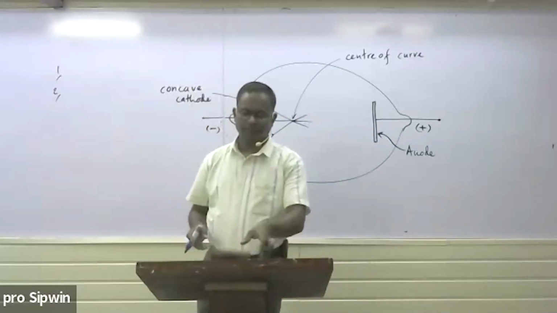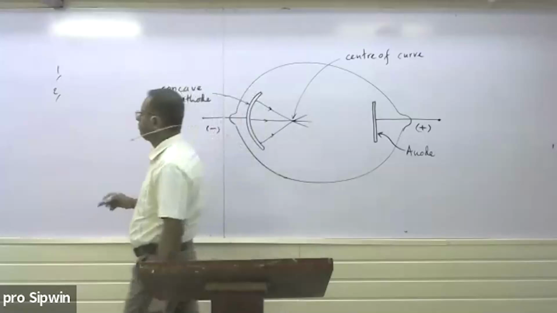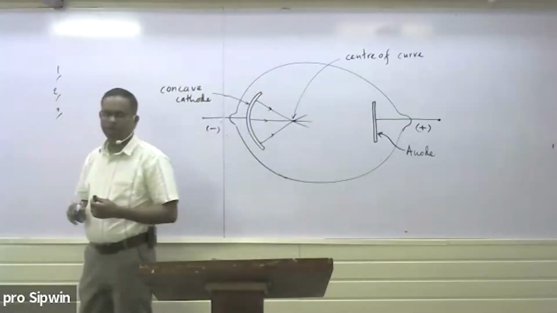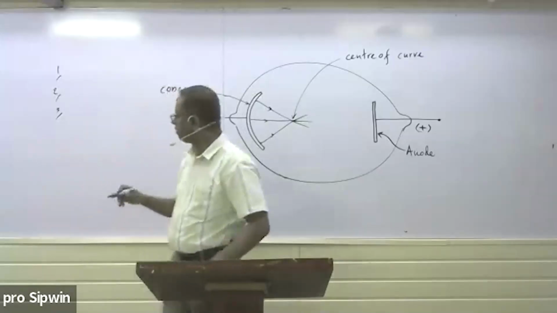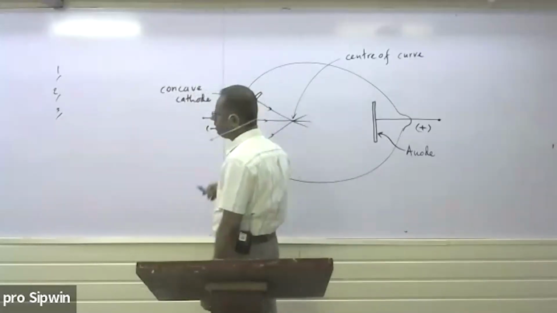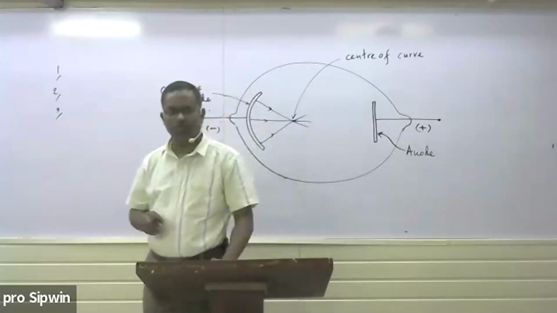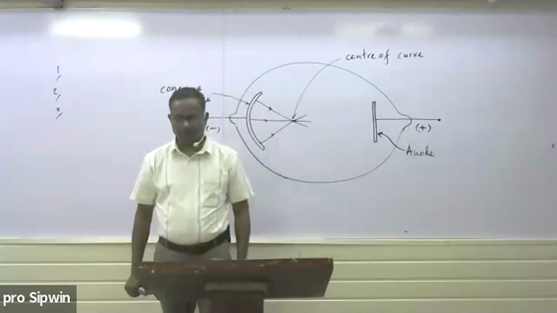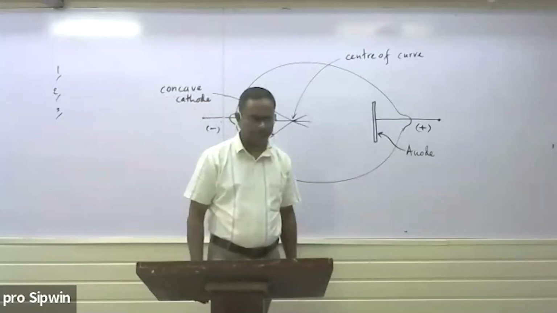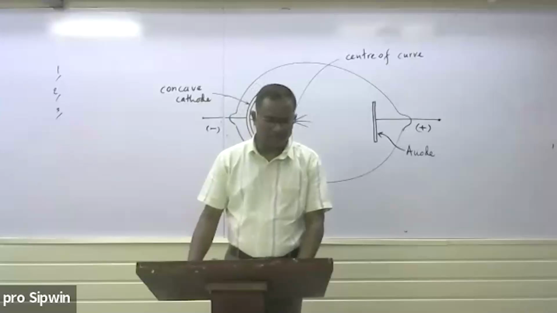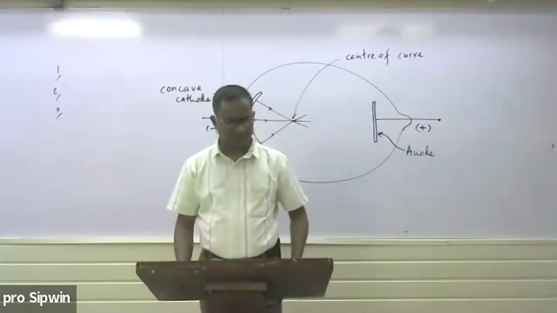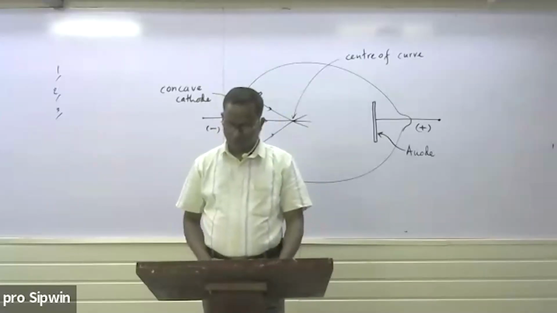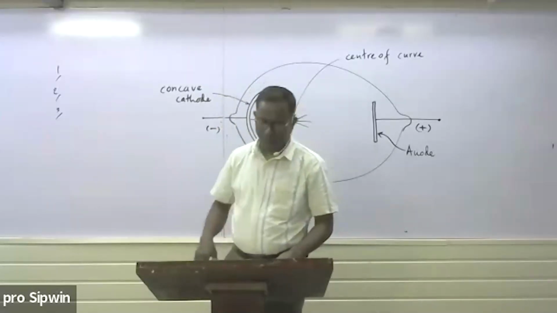Right? Perpendicular to the cathode surface. Third one is cathode rays move in straight lines. These are moving in straight lines. To confirm that one, use another experiment. Write the third one. Cathode rays travel in straight lines.